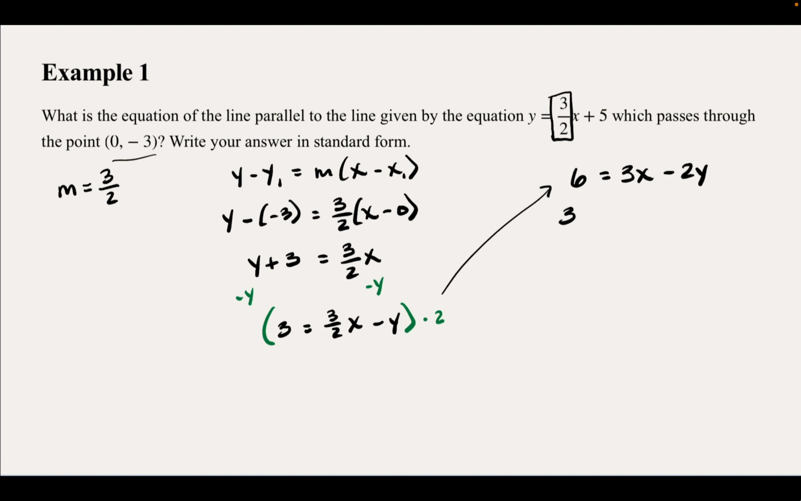If you don't like the way this looks and you want to have it so your variables are on this side, that's totally fine. So double check that you did it correctly. The variables are on one side and the constant is on the other. That's good. The x value is positive. That's good. And I do not have any decimals or fractions. Good. So this is my answer in standard form.